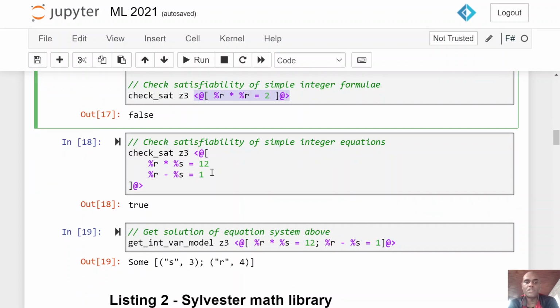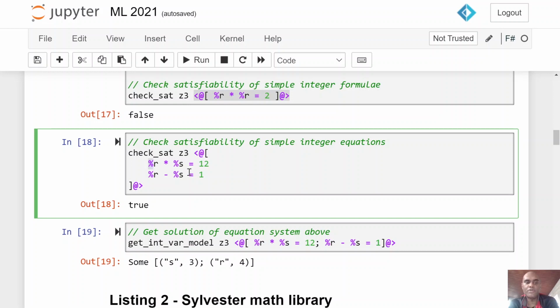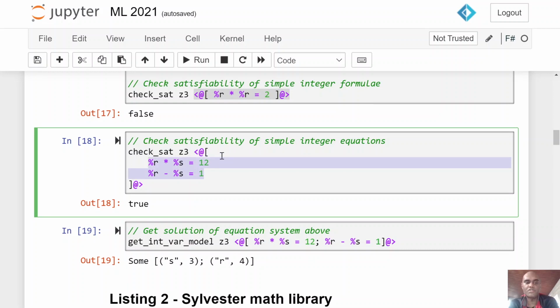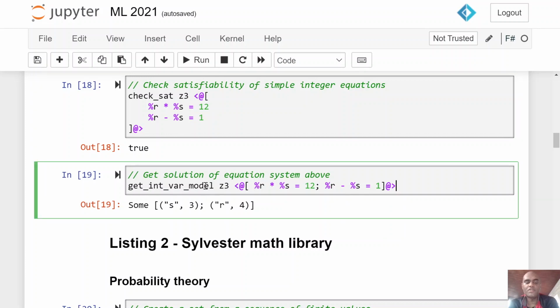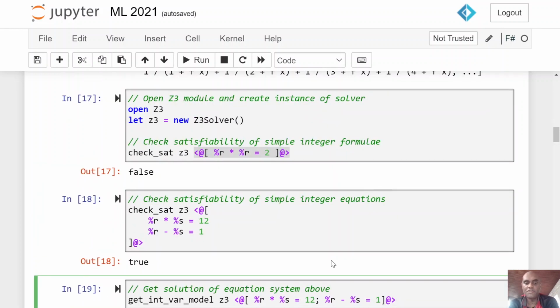We can also do things like solve equations. So this equation system is a simple equation system. It has a simple solution. And we can use Z3 to find the solution to that system. So we're using both Maxima and Z3, but we're using them within F sharp and within Jupyter Notebook. And we're using the same notation, the same syntax for the different symbolic expressions that we want to operate on.